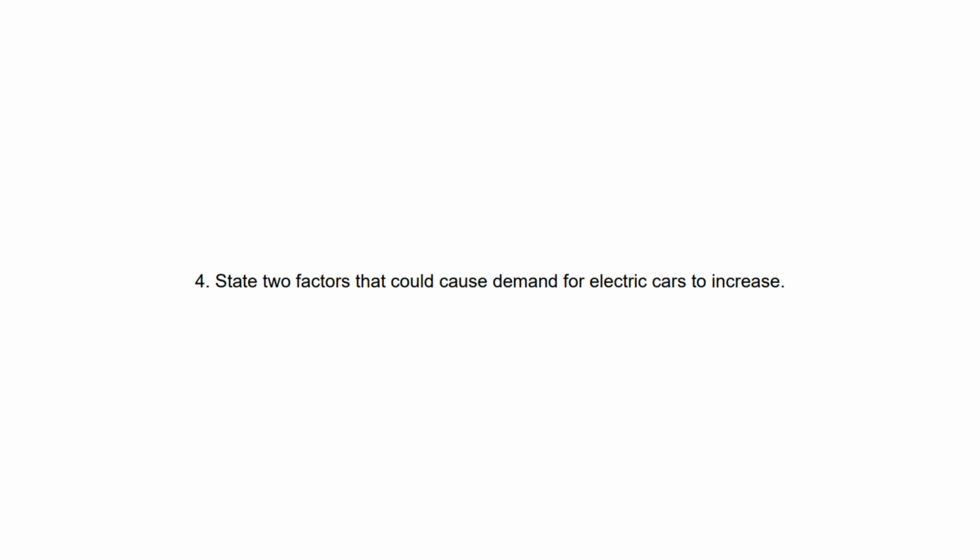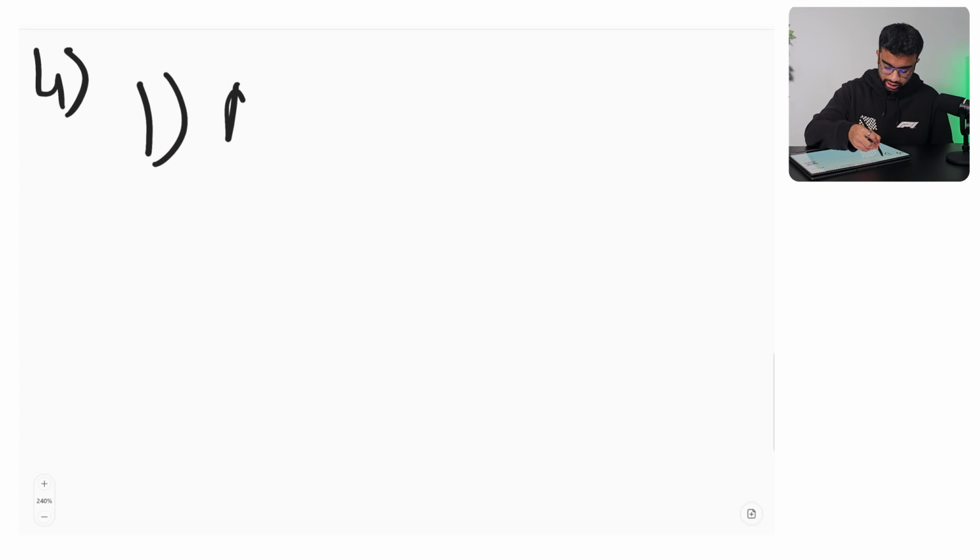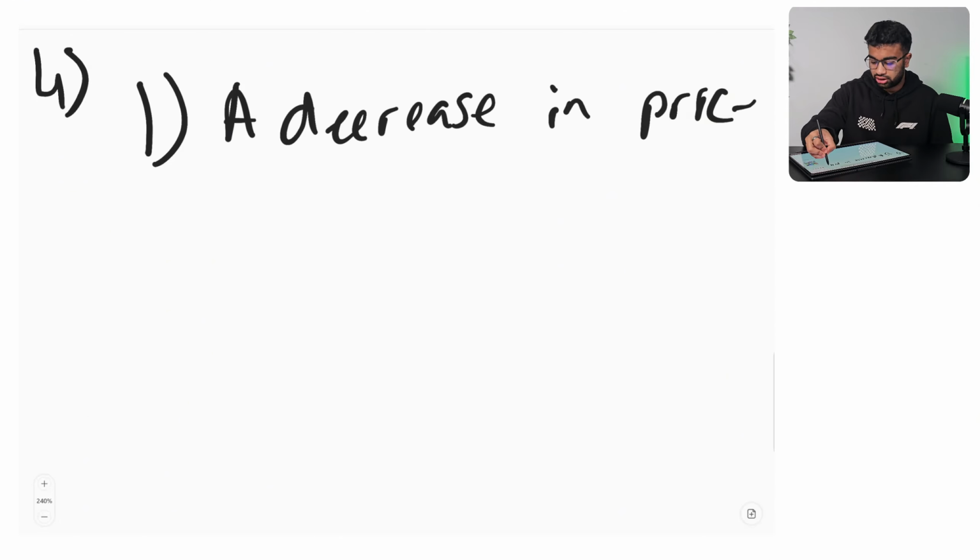Question 4 asks us to state 2 factors that could cause demand for electric cars to increase. So for one, we could say anything that would change the quantity demanded that could increase it. We could write that for this question. So we could say a decrease in price, which could be because of, let's say, a subsidy from the government to companies that produce electric cars. Because if they are cheaper, then the quantity demanded would increase, and that could be a factor that causes the increase in demand for electric cars.